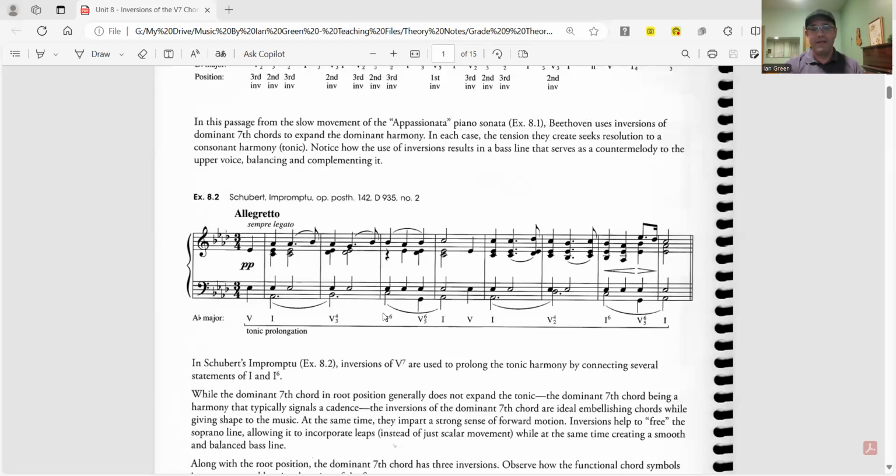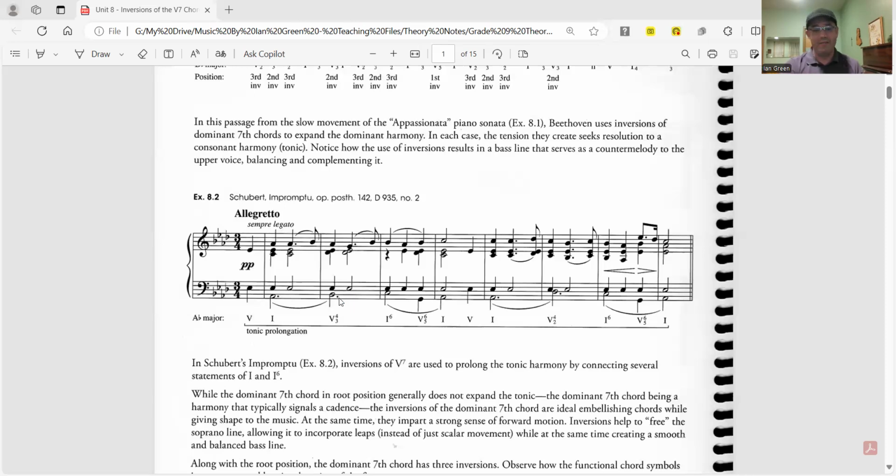Now, the second inversion dominant seventh chord would be 5 or V, and then the Arabic numerals 4, 3. That would mean that the fifth of the dominant seventh, in this case B flat, is the lowest note, but the spelling of the rest of the notes would be the same. There would be a G somewhere, an E flat, and a D flat as well.